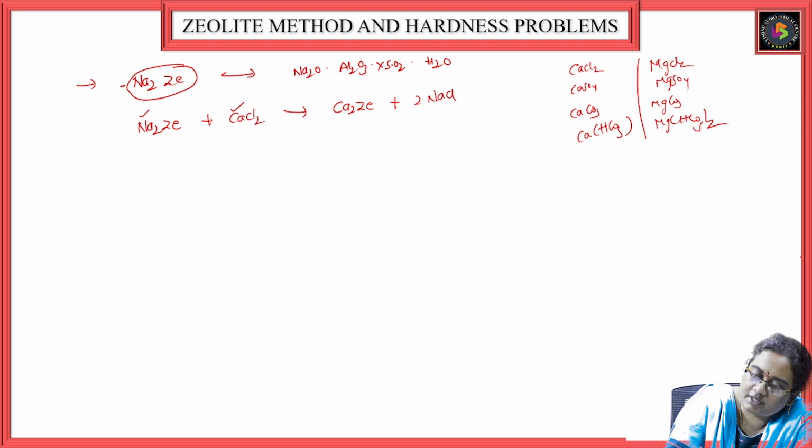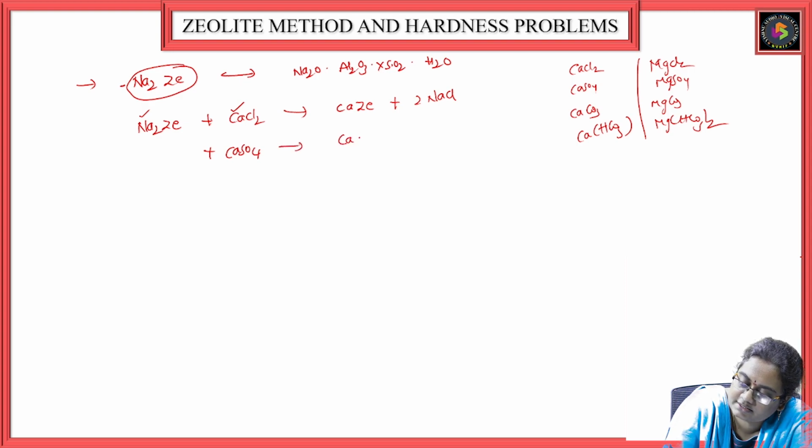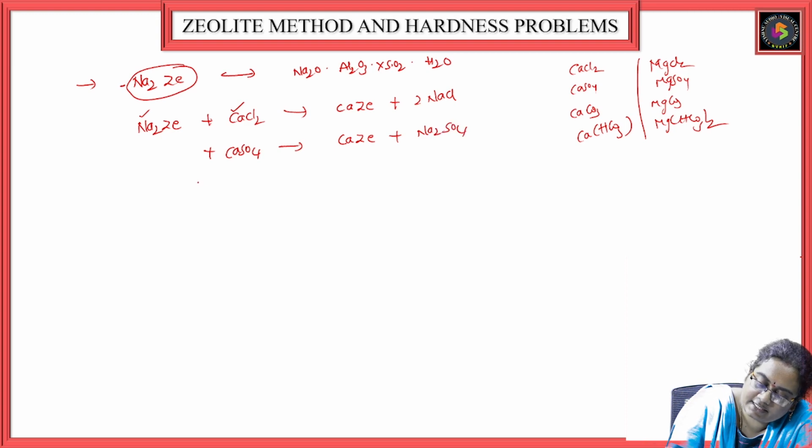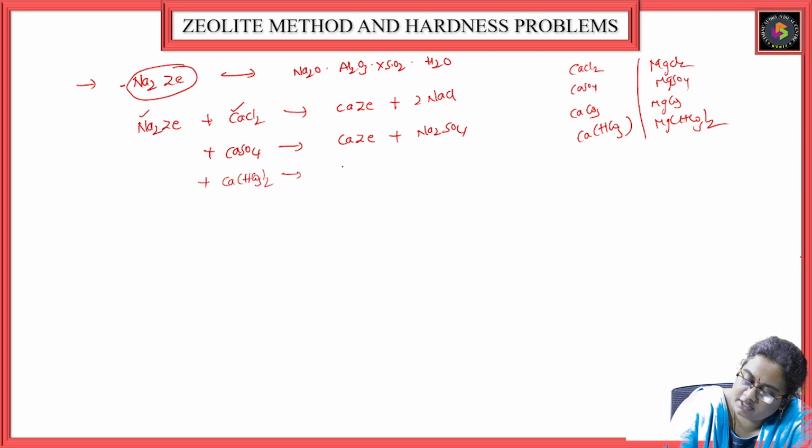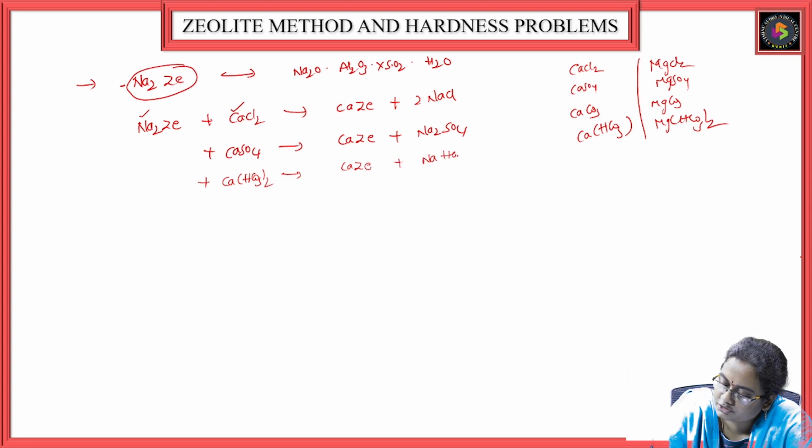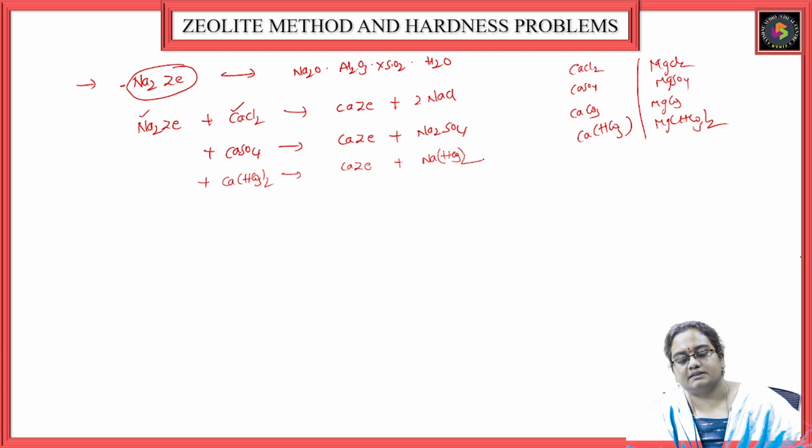Okay. So now what is happening here? Here you are getting CaZe plus NaCl. When it is reacting with CaSO4, then what will happen? Again you are getting CaZe plus Na2SO4. When it is reacting with calcium bicarbonate, then you are again getting CaZe plus 2NaHCO3. That means these are the reactions.